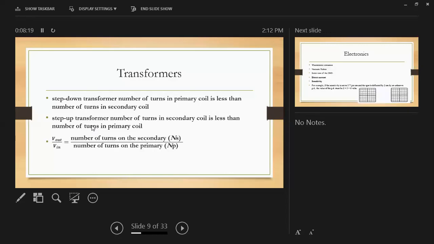We have a transformer equation. The output voltage over the input voltage is equal to the number of turns in the secondary coil to the number of turns in the primary coil. This formula is important. You should remember this. You are going to use it in the exam. You will need it.